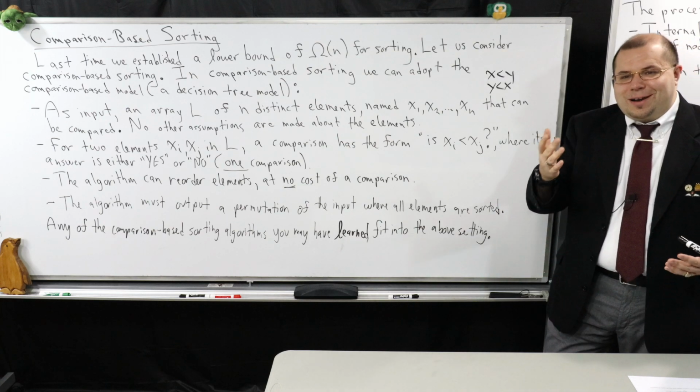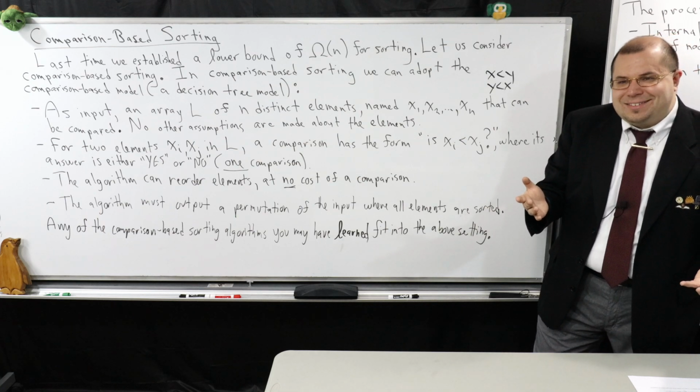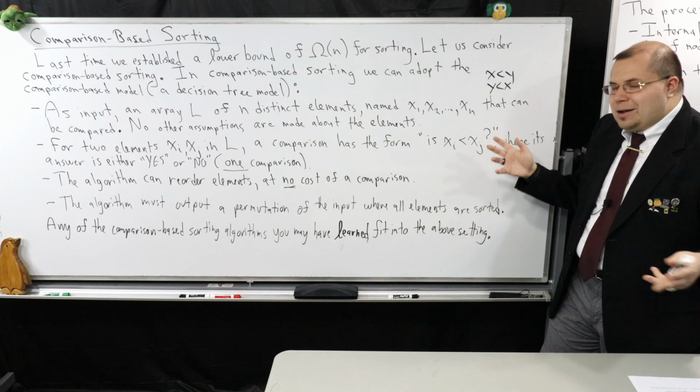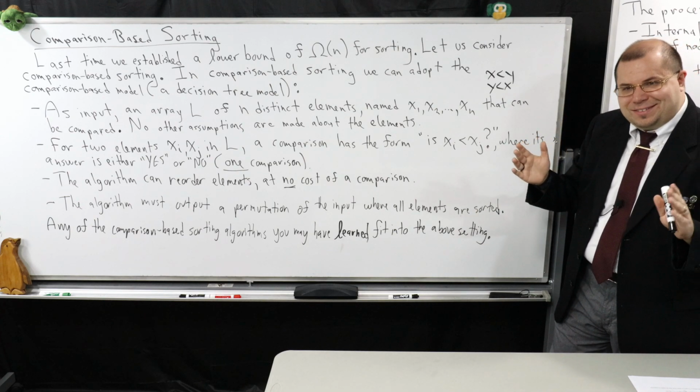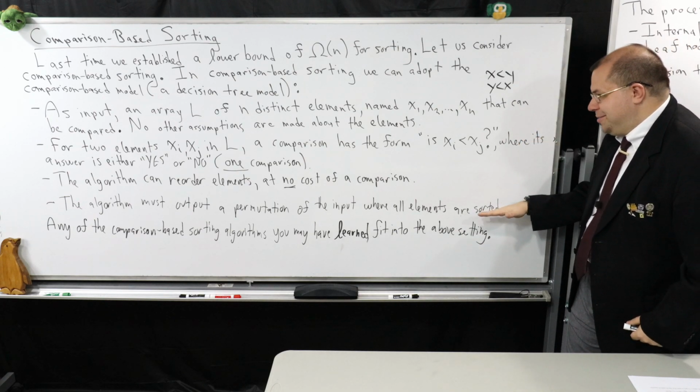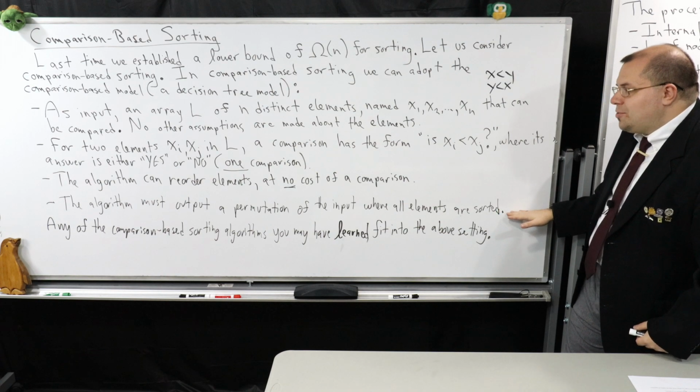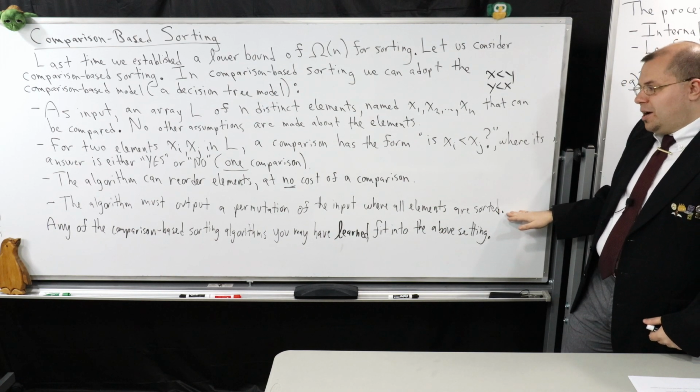So just the difference between what a comparison means and what everything else is: I'm allowed to shuffle around the elements that I get for free. I'm only counting the comparisons, hence why I'm calling this a comparison-based model. But the idea is that the algorithm must output a permutation of the input.